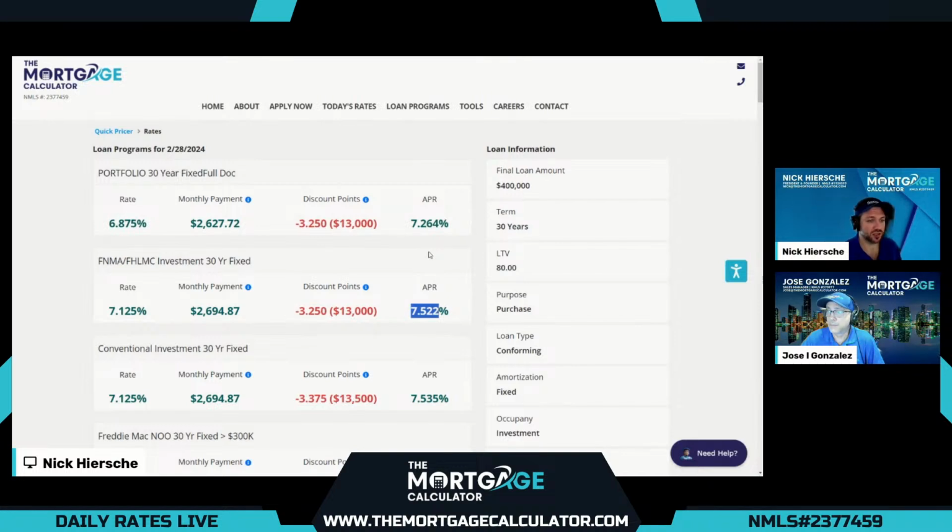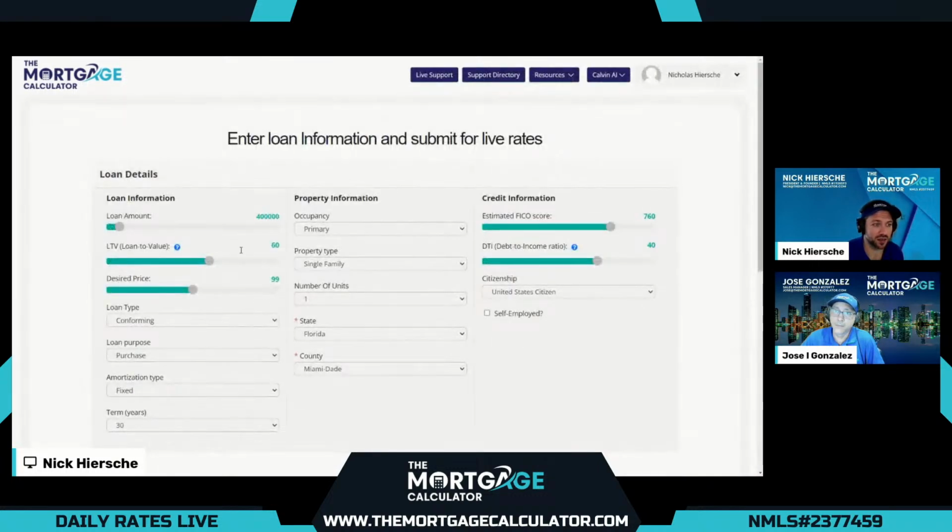So good options here, but I definitely recommend our customers check out these unique portfolio options, as well as our final demo here, our non-QM options. So we'll set up the same scenario, investment property, and this time we'll select expanded guidelines, also known as non-QM.